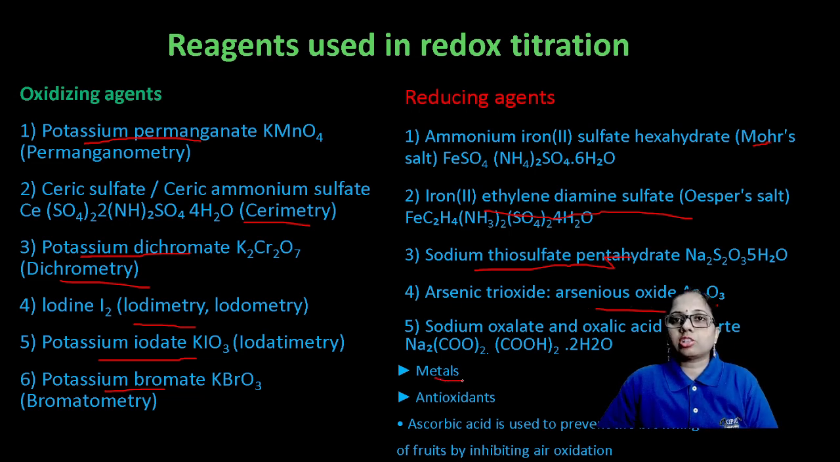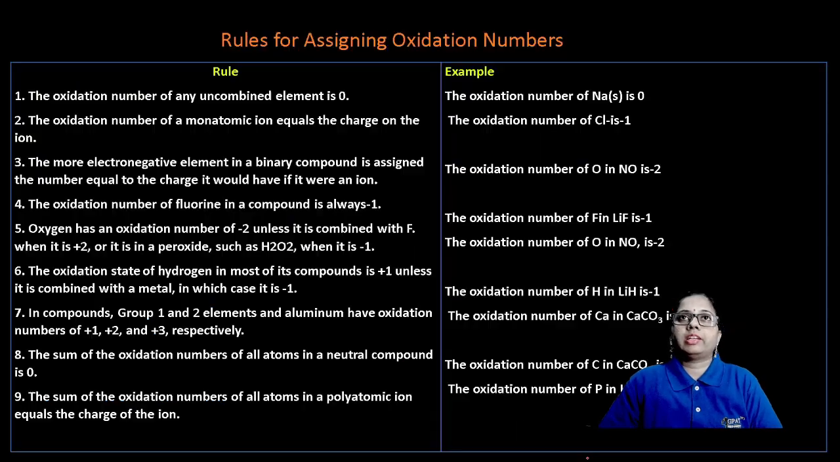Sometimes metals are also used as reducing agents, and antioxidants are also used as reducing agents. For example, ascorbic acid is used to prevent the browning of fruits by inhibiting air oxidation. That's what we have seen in the previous slides.